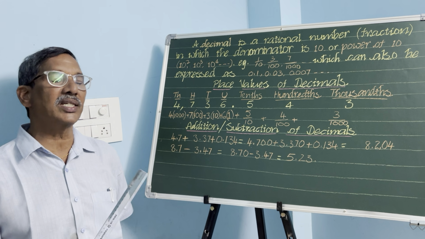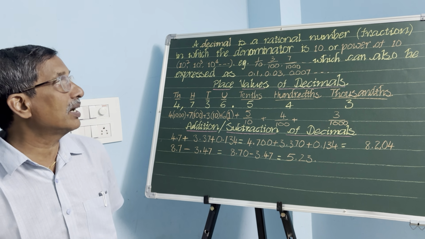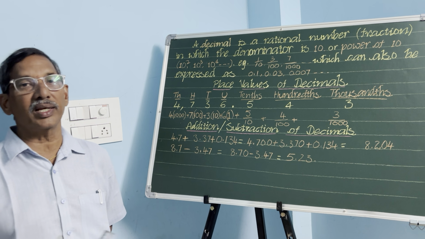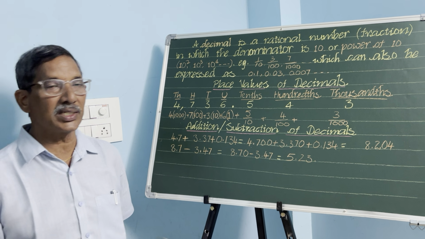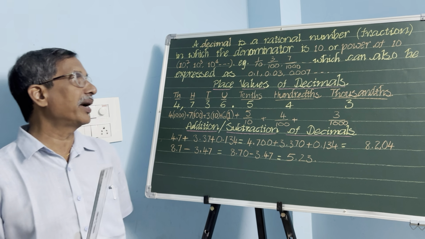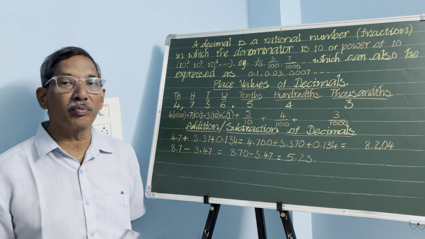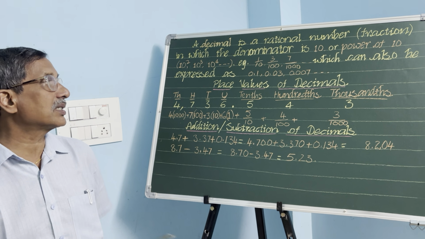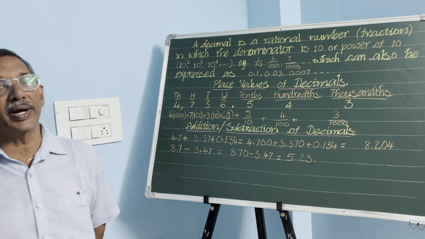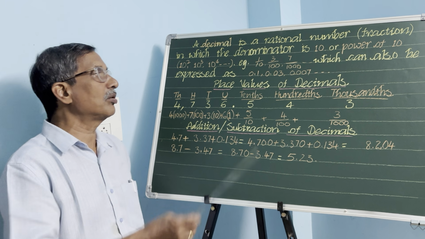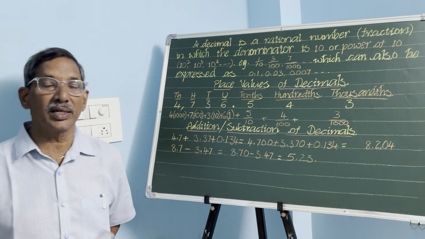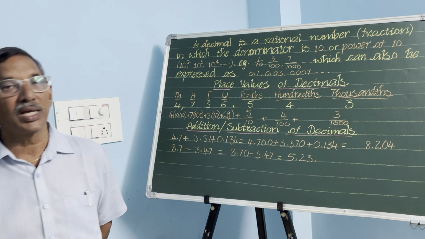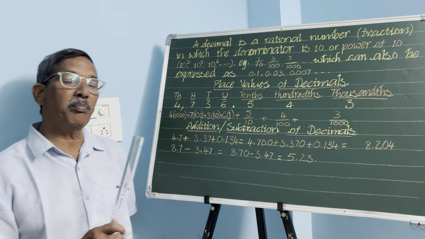We should revise what we have learned so far. A decimal number is a rational number, that means a fractional number of which the denominator is either 10 or a power of 10. That means 1 by 10, 3 by 100, 7 by 1000, 44 by 10,000, etc. are decimal numbers. And decimal numbers can also be expressed as 0.10, 0.03, 0.007, and 0.0044, like this.